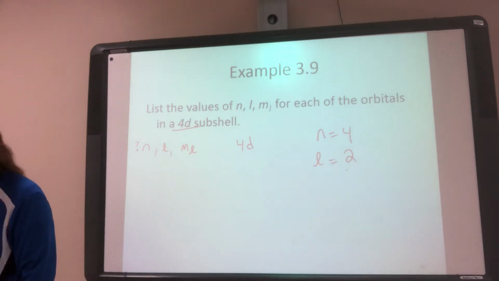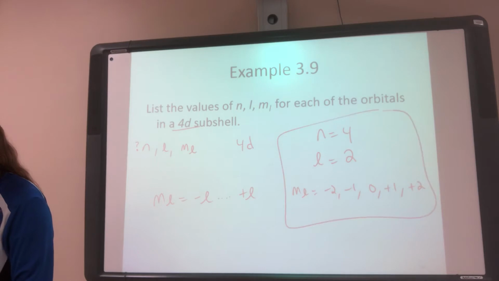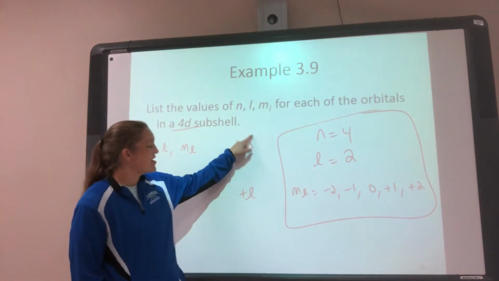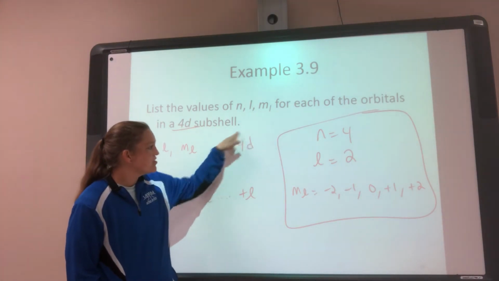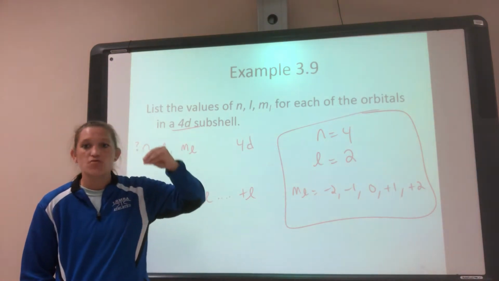Okay? Then I want the ML. And we could just figure out the ML because we know it's negative L all the way to positive L. So my ML would be negative 2, negative 1, 0, positive 1, positive 2. Okay? And that's it. So we're starting to see this little subshell, the NL notation. This is going to be really important because it tells me where those electrons are going to be located.